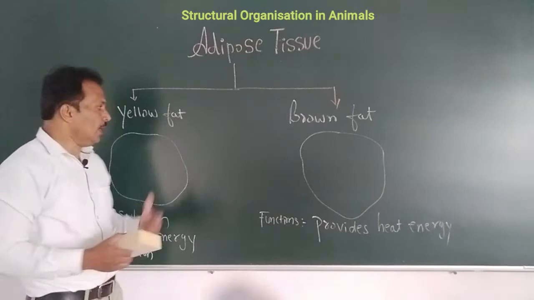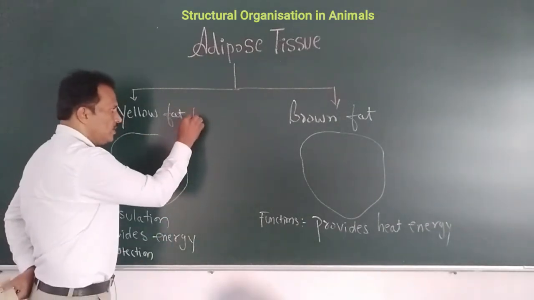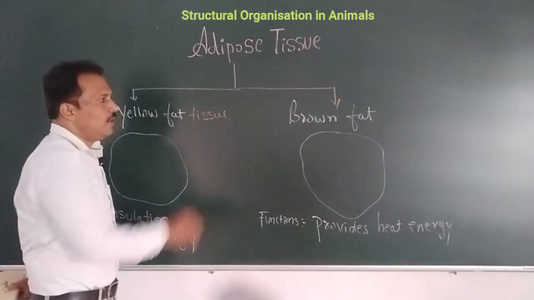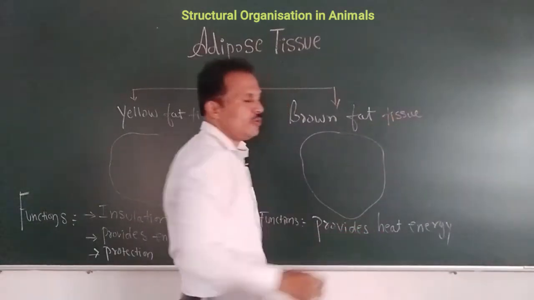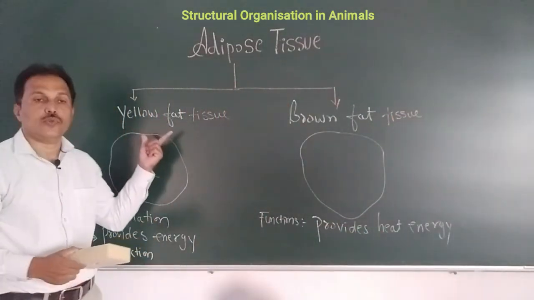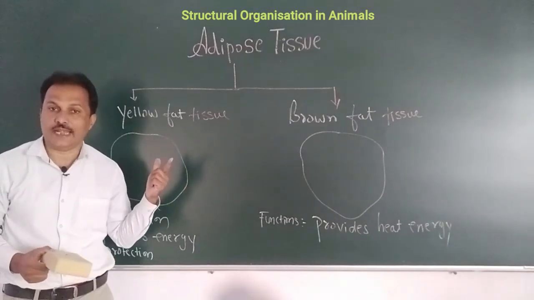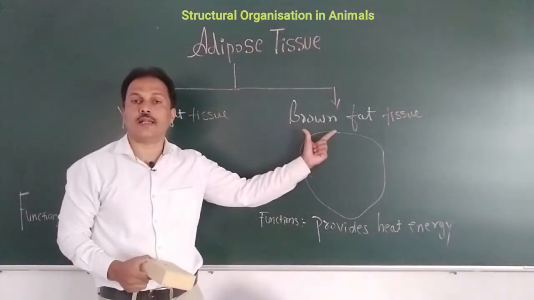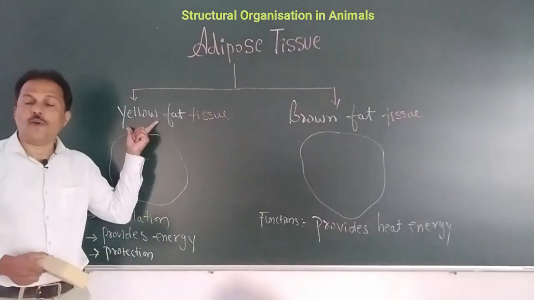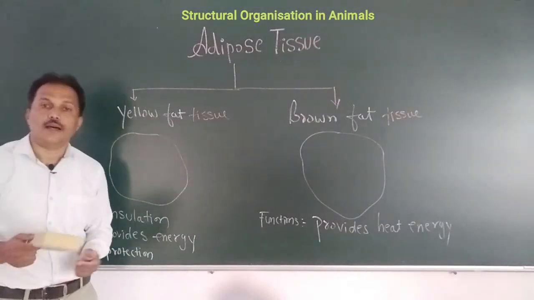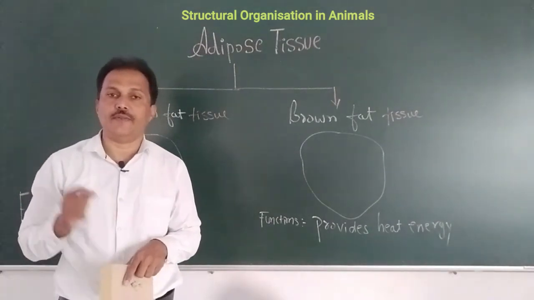When we talk about the yellow fat, it is yellow in color, no doubt it is a fat tissue itself, and the second is brown fat tissue, both are fat tissue. This yellow fat tissue is named so because the color of the fat is yellowish, and in this case the color of the fat seems to be brownish. Here this yellow fat is present most commonly under the skin. Beneath the skin you will find it very commonly.